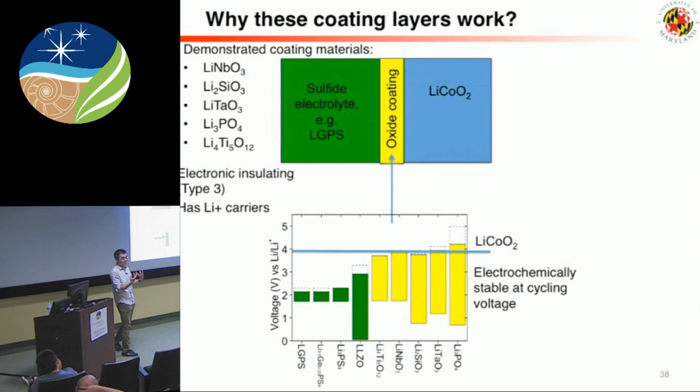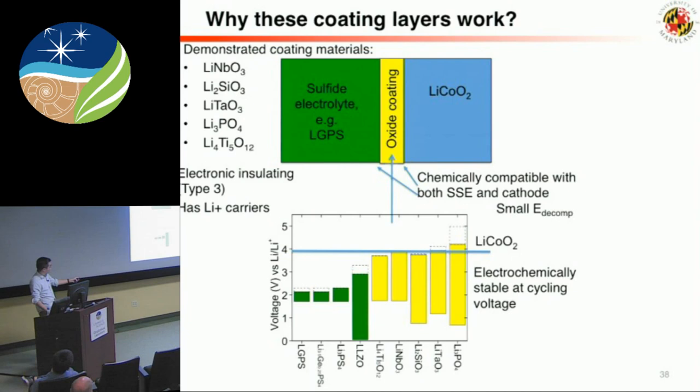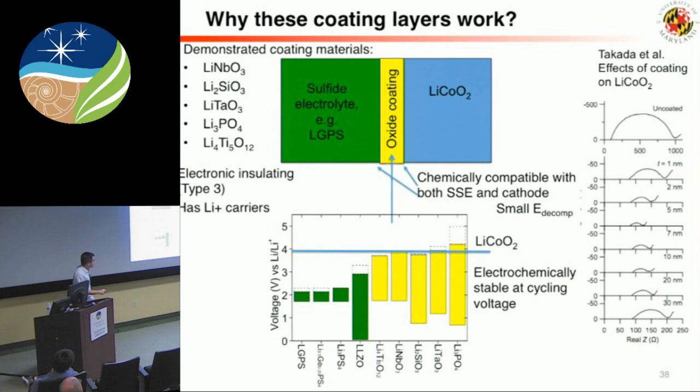But we calculated some commonly demonstrated coating materials, and first we find that these coating materials have the right electrochemical window. What it means is that during the normal voltage of a battery, the material itself is stable against that voltage, and we also find they form a good interface between the electrode and the cathode. And this is some experimental confirmation.